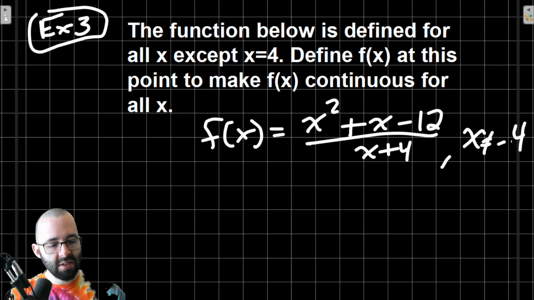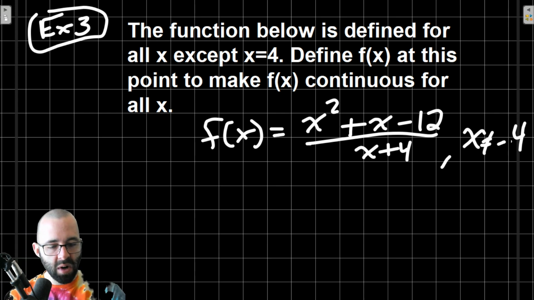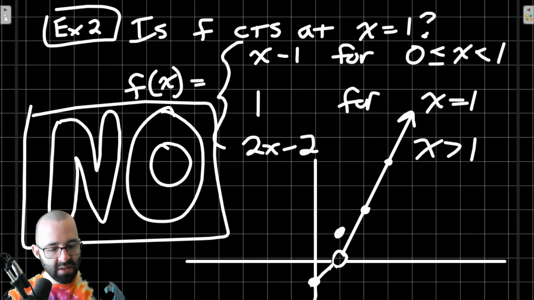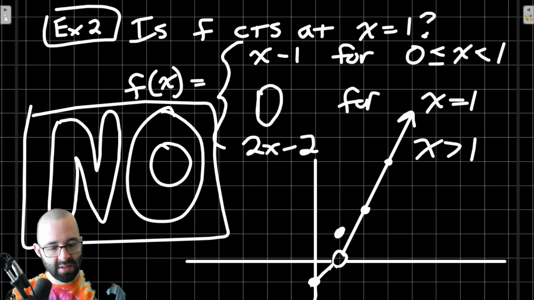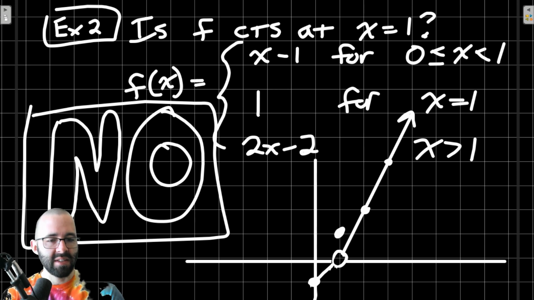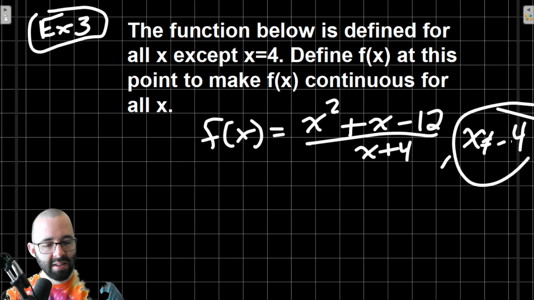All right, so let's turn this into a piecewise function and just see, just like that last problem, what does this piece have to be to make it continuous? So in the last one, right, if we looked over here and changed this to a 0, then the function's continuous. That's what this next problem is asking, is what do we have to have at this point to make it continuous?